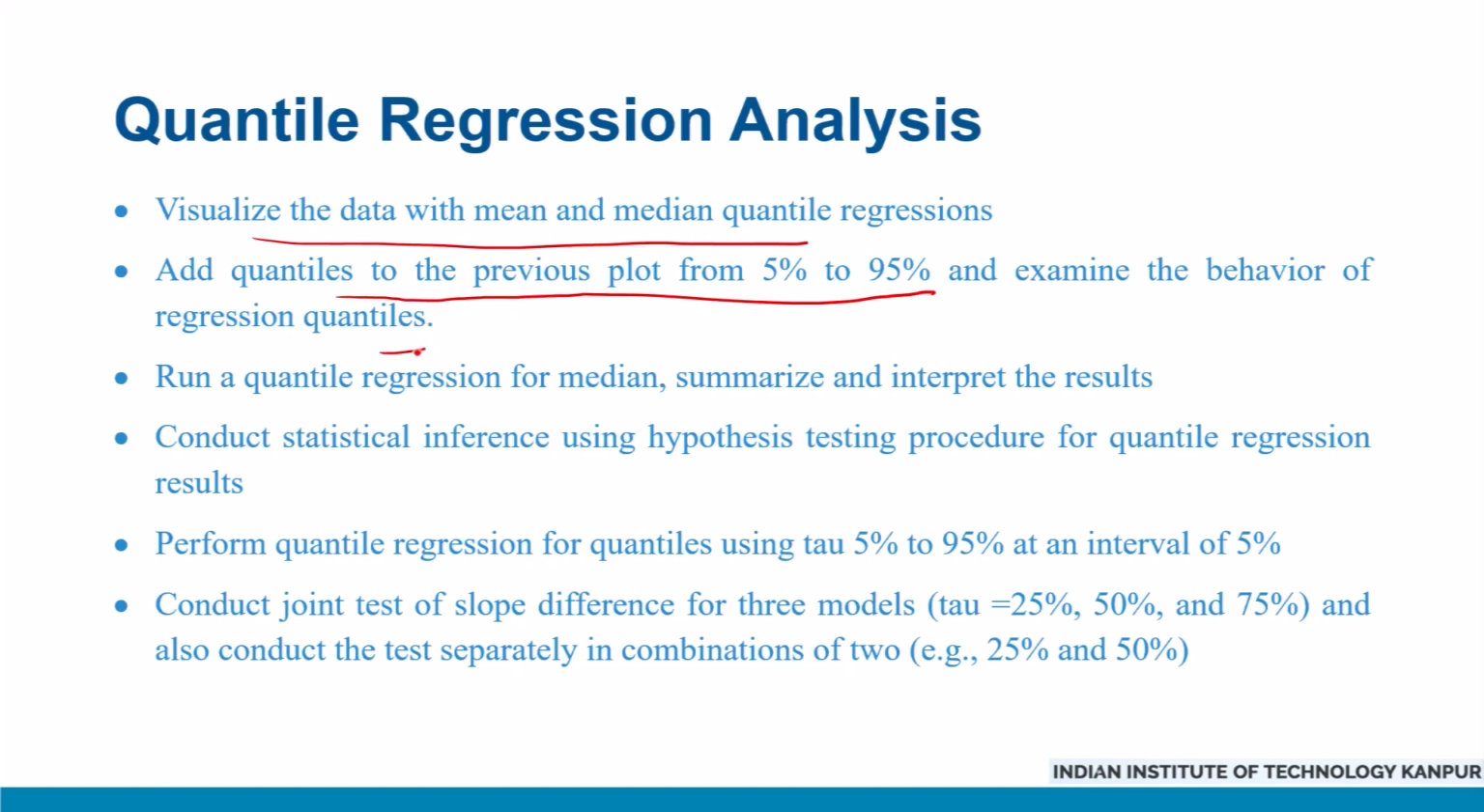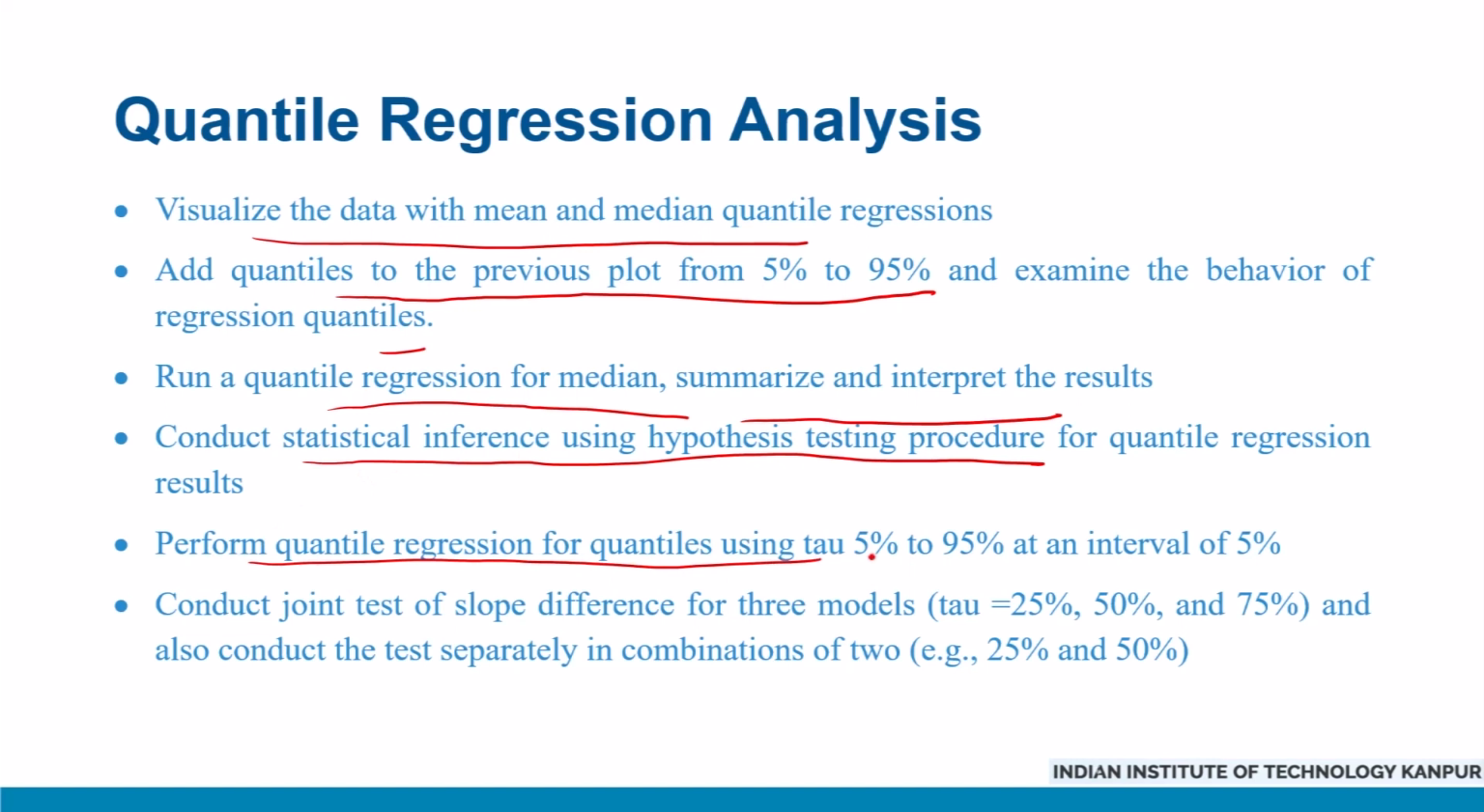these regression quantiles. Then run a quantile regression function for the median, summarize and interpret the results, and conduct statistical inference using hypothesis testing procedures for the quantile regression results. Then perform quantile regression for quantiles from 5 to 95 percentile at an interval of 5%. Also conduct the joint test of slope difference for the three models.